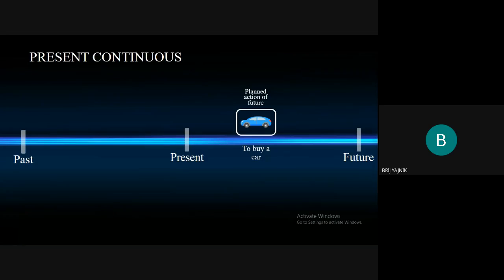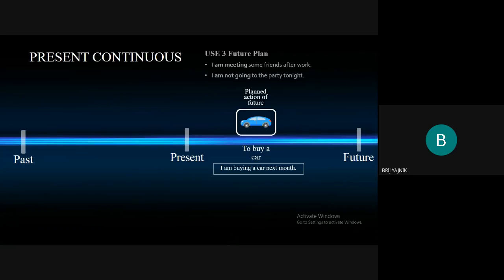So what can I say? I want to talk about the future plan. Now, in order to talk about a future plan, you need to use present continuous tense. You don't have any other option. So now you should say, I'm buying a car next month, or I'm buying a car in the month of December. Now, that's a future plan.